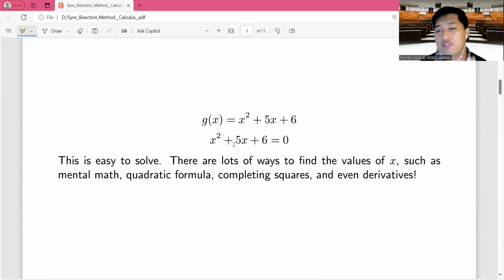In our early years of basic algebra, we have used different root-finding methods to find the value of x. For instance, if we have x squared plus 5x plus 6, we know the values of x are x is equal to 2 and x is equal to 3. And this is very easy to solve. There are lots of ways to find the values of x. We can use mental mathematics, quadratic formula, completing the squares, and even derivatives.